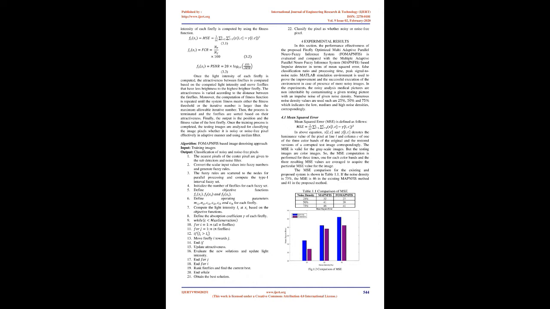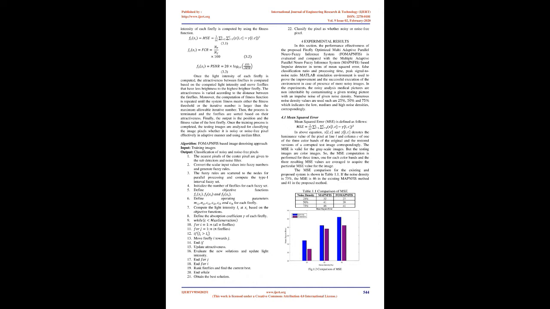4. Experimental results. In this section, the performance effectiveness of the proposed Firefly optimized multi-adaptive parallel neuro-fuzzy inference system, FOMAPNFIs, is evaluated and compared with the multiple adaptive parallel neuro-fuzzy inference system, MAPNFIs, based impulse detector in terms of mean squared error, false classification ratio, processing time, and peak signal to noise ratio.